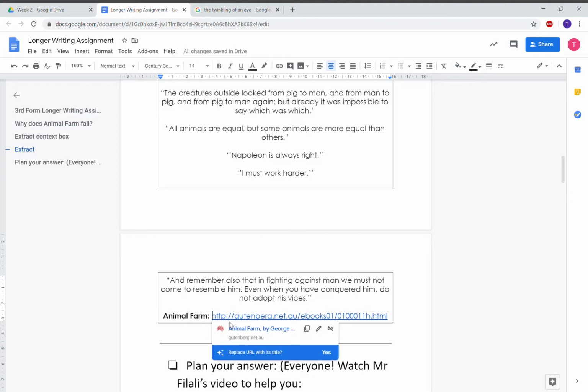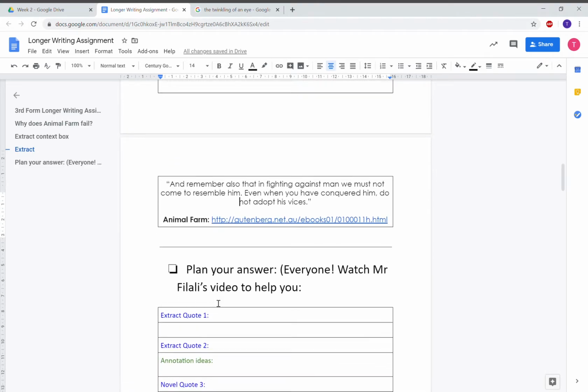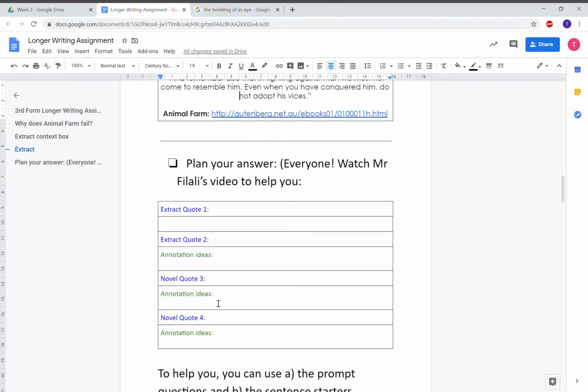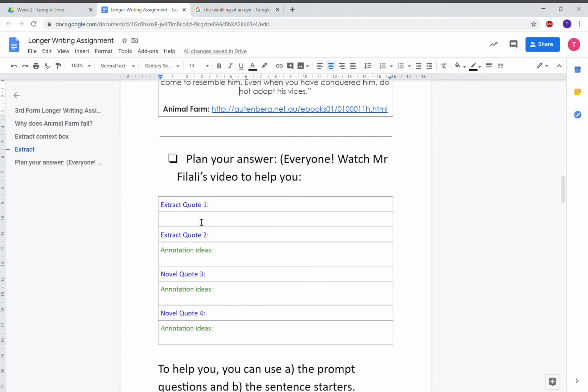So if you were to double click on that, it will take you to a copy of Animal Farm. You can read through that and try and find your own quotations, okay? Now, this is what we're going to be looking at today. This is our extract quotation planning section, okay?